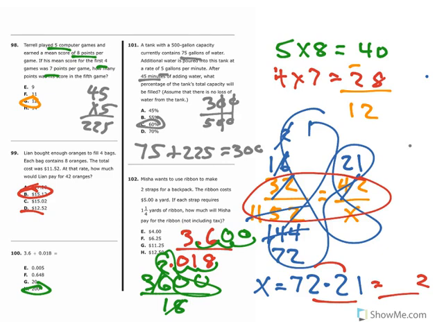All right, 102, she needs 2 straps, and each strap requires 1 1/4, so 2 times 1 1/4 is 2.5. $5 times 2.5. 2 groups of 5 is 10. Half of 5 is 2.50. Add them together, we get $12.50, right? Nice and easy.